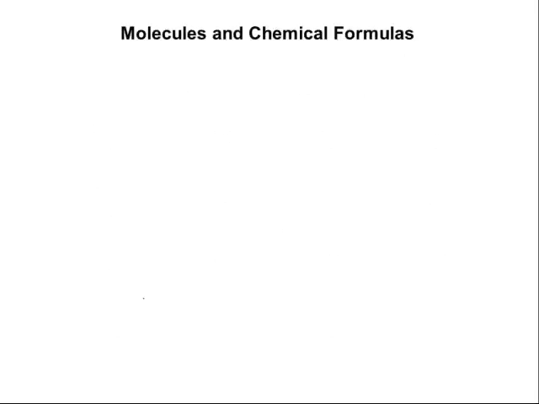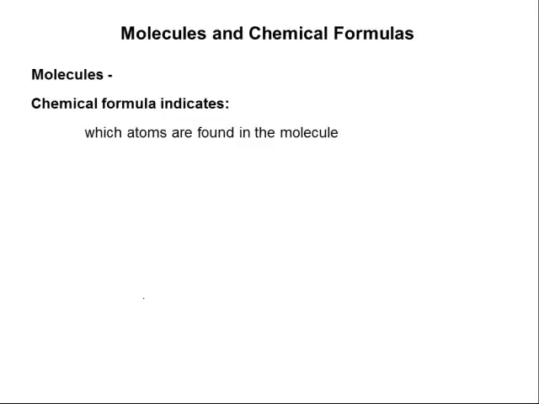Last thing I want to mention is I want to talk about molecules and chemical formulas a little bit. So molecules are going to be things that combine more than one atom of an element. And it could be more than one element as well. So in order to visualize what's involved in a molecule, we need a chemical formula. A chemical formula is going to tell us which atoms are found in the molecule, and what proportion they're found in.